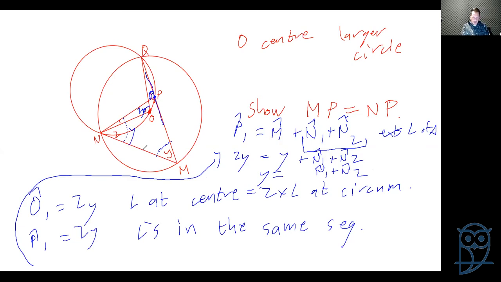So if that equals y, and that equals y, those must be base angles of an isosceles triangle because they are equal. And therefore, MP equals NP because we are dealing with sides opposite equal angles.